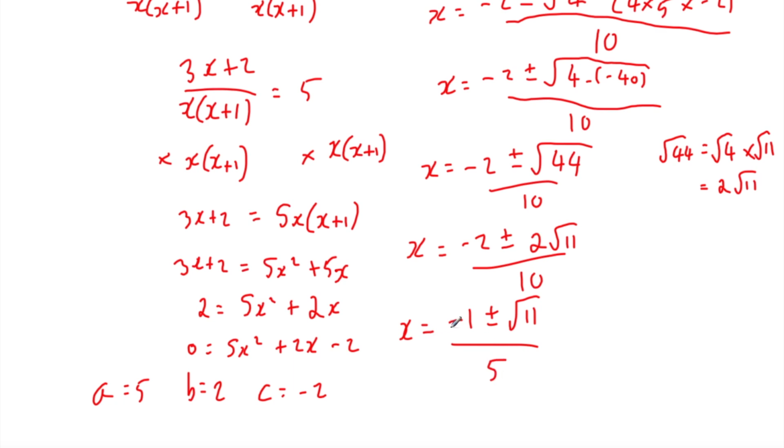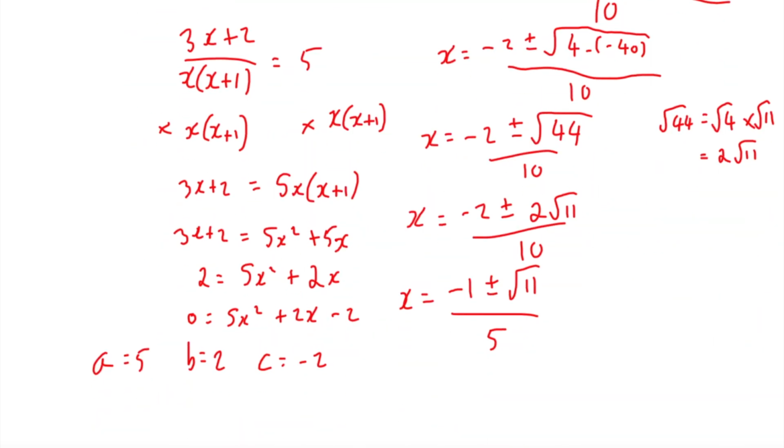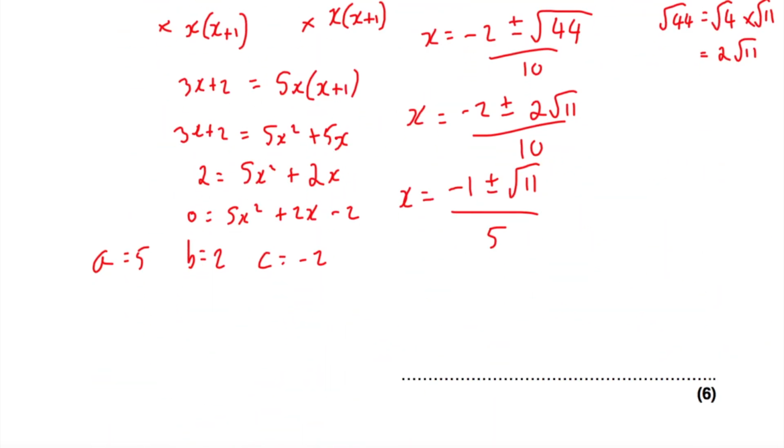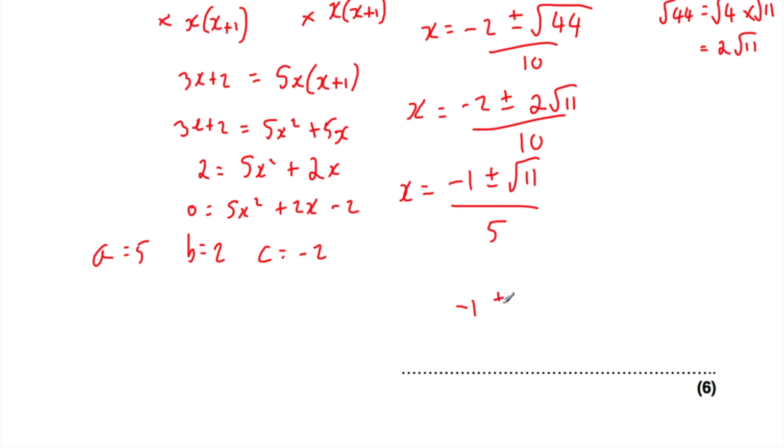So that's it. x equals negative 1 plus or minus the square root of 11 over 5. And that's in the format that we were trying to get it in. So we've got minus 1 plus or minus the square root of 11, all divided by 5. And that's it. Okay, let's look at the next question, question number 9.